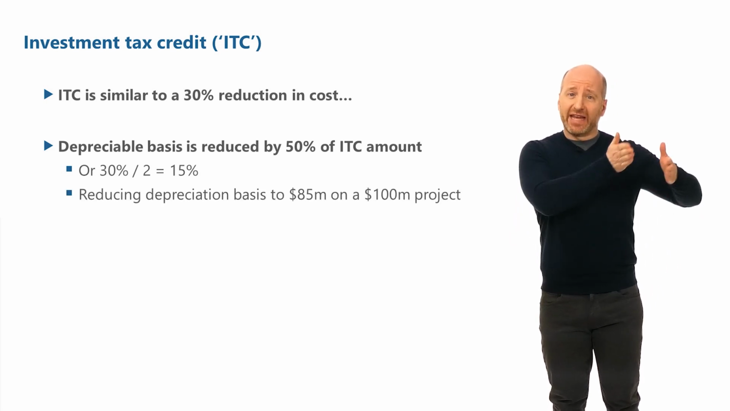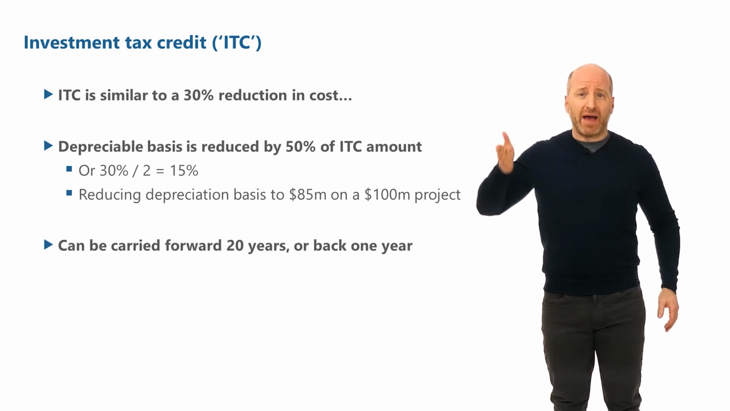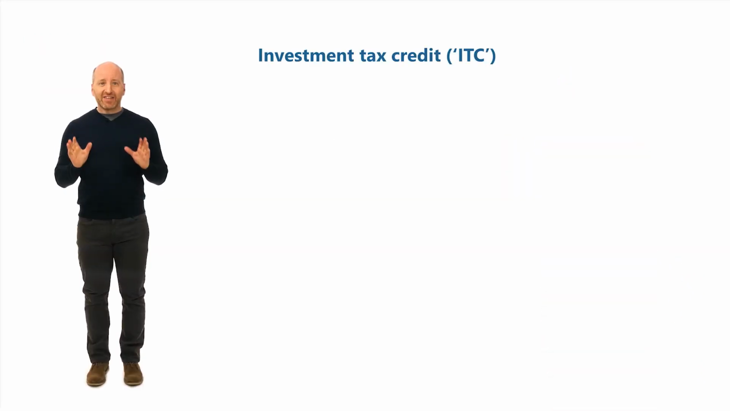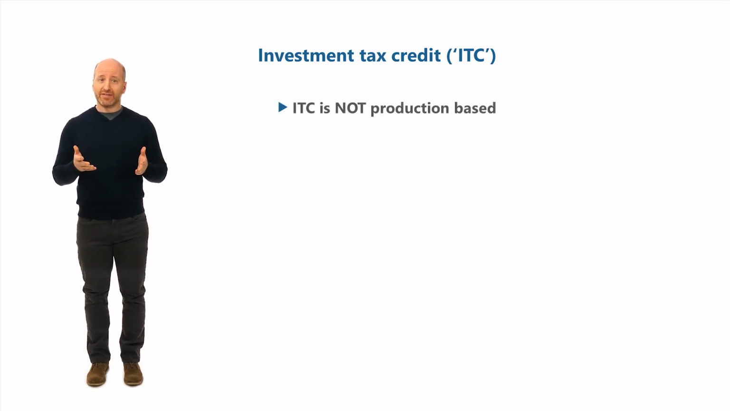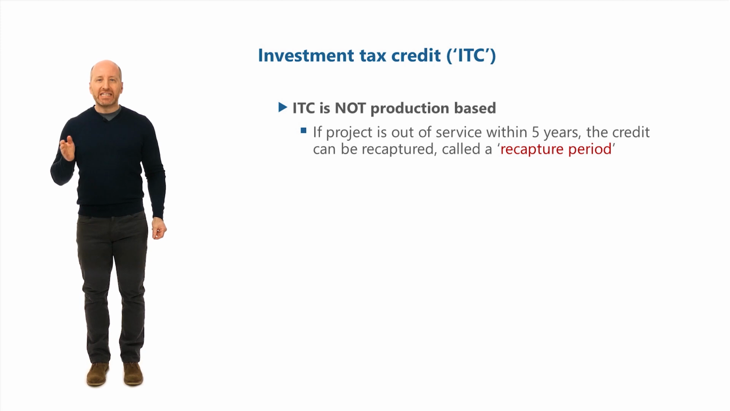Investment tax credits can be carried forward for 20 years or back for 1. And unlike the PTC, this isn't a credit that's based on the amount of energy that's generated. So there's an additional rule that projects must remain in service generating energy for 5 years. And the rule works such that if you take the project out of service within this 5-year window, which is called the recapture period, you will need to pay back some of the tax credit.